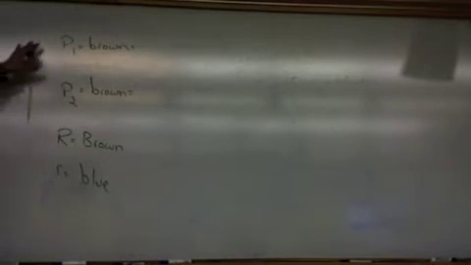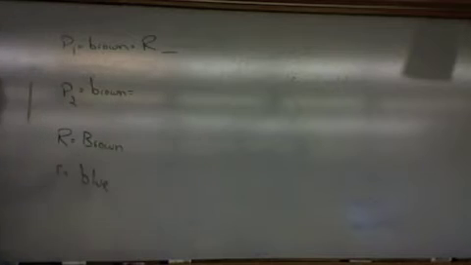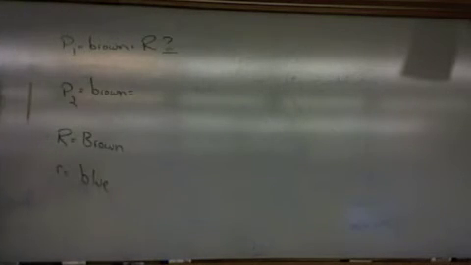For him to have brown eyes, what do one of his letters need to be? It has to be a capital R. I don't know what the second letter is. How come? Because this is dominant. If it's a lowercase r, what color are the eyes going to be? Brown. If it's an uppercase R, it's still going to be brown, so I don't know. So I'm just going to put a question mark. That's something I have to figure out. Not enough information has been given to me to figure that part out.